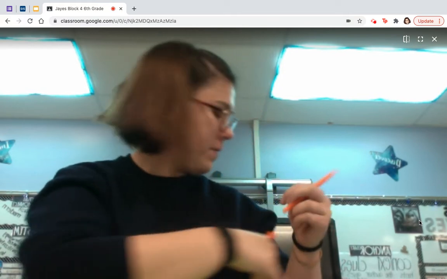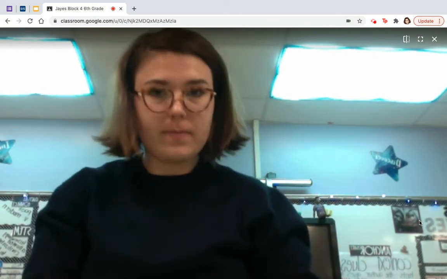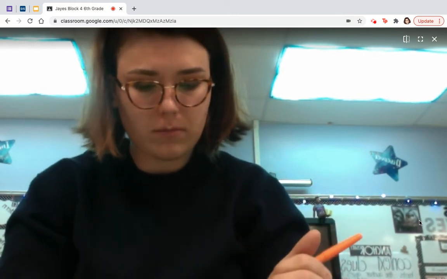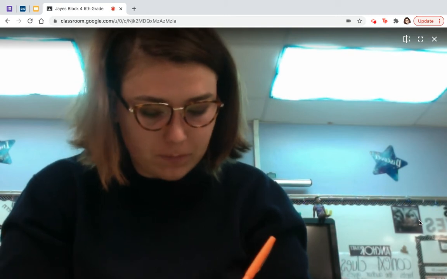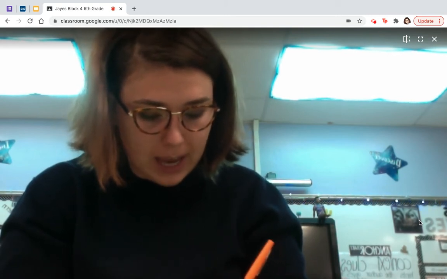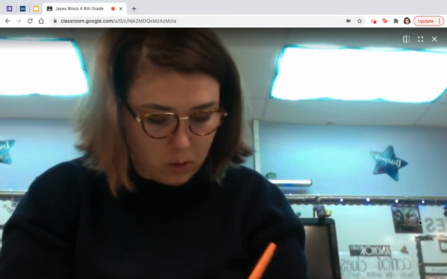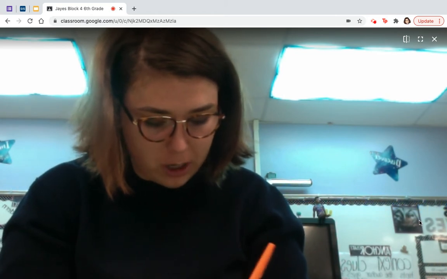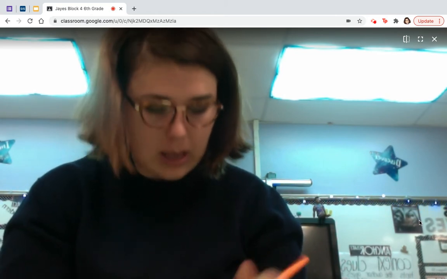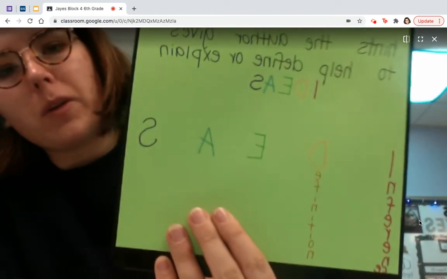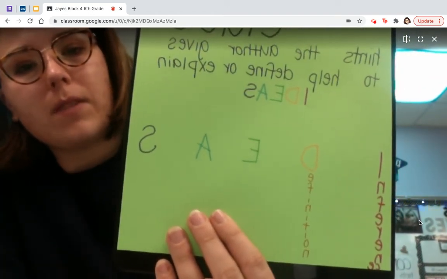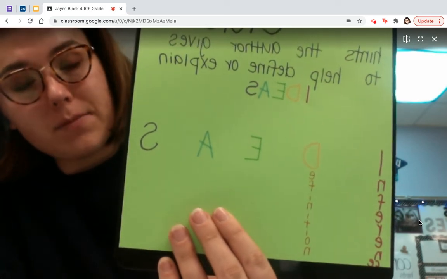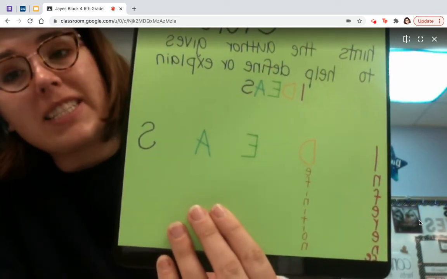My orange is if they give you the definition. Sometimes they will give you the definition after a word or after a scene that will help you figure out what is happening. So you can make inferences. You can be given the definition.